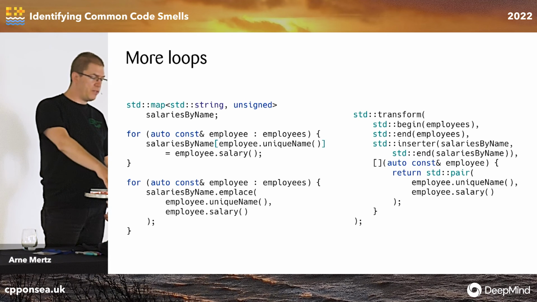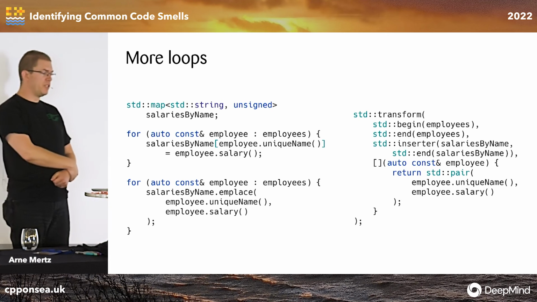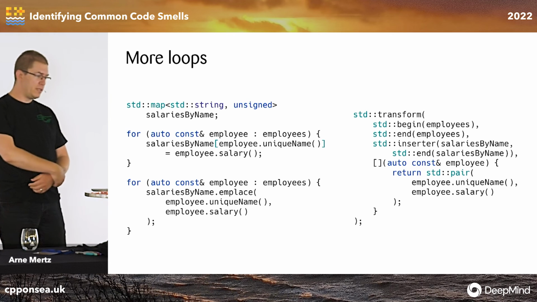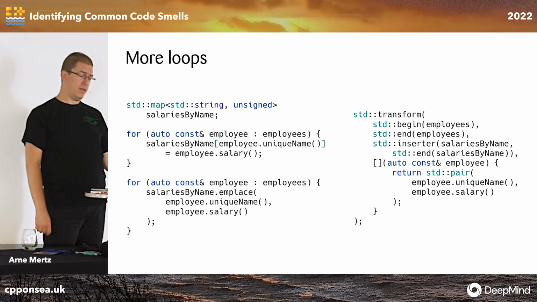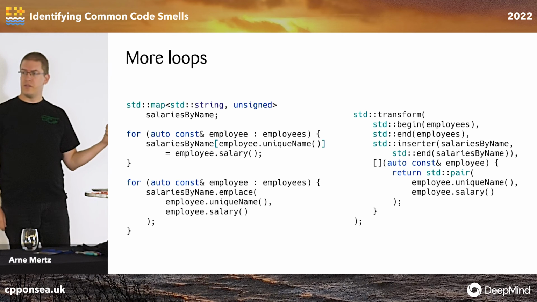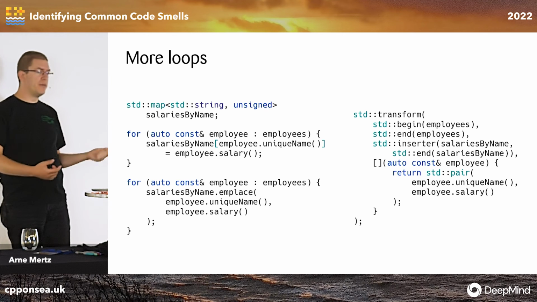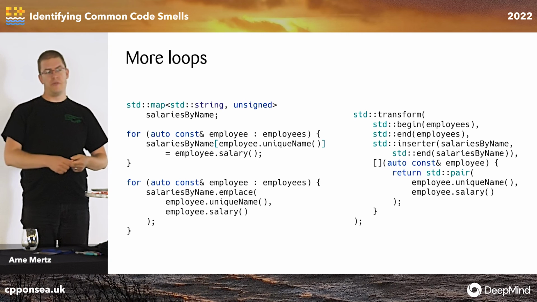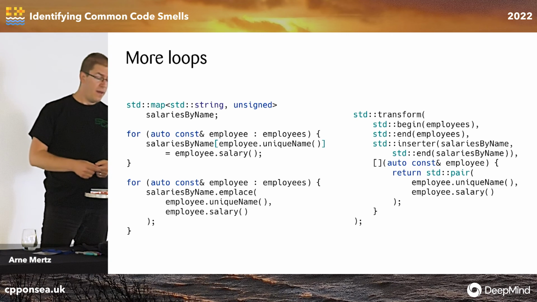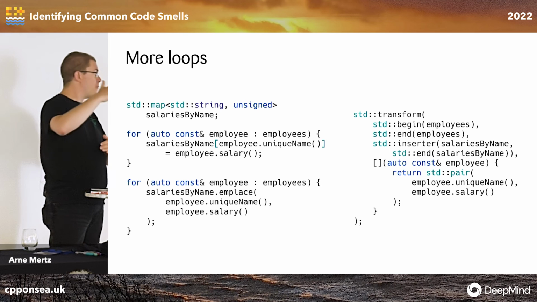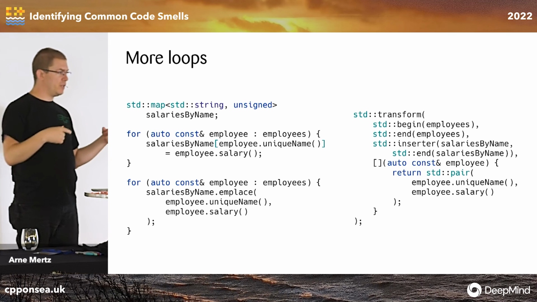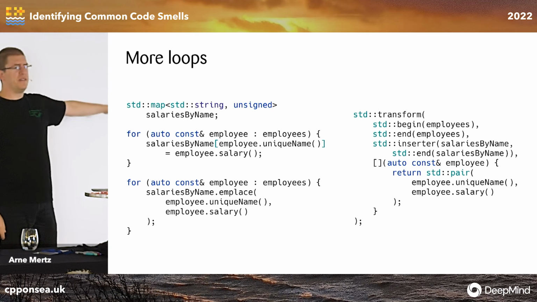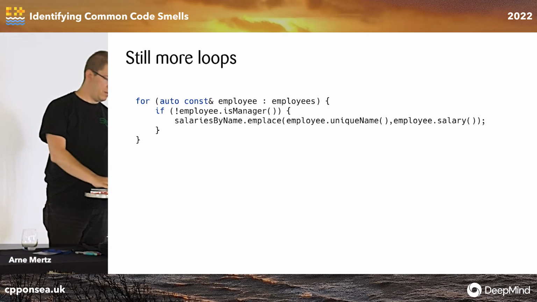Transform. So the transform for this is we transform from std::begin to std::end of the employees. We need to have an inserter into the map, but an inserter also needs a hint iterator. So I take the end iterator of the map. I could also use the begin iterator of the map. It doesn't really matter because in most cases it will be the wrong hint iterator. And then the transformation function is a lambda that takes an employee and returns a pair of the unique name and the salary. I think the loop is a bit more readable, right? Great.